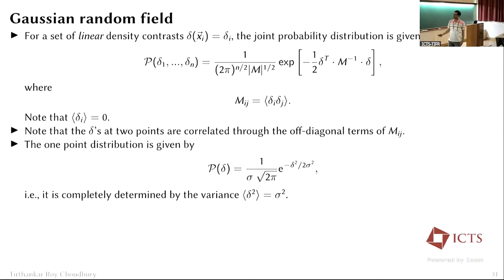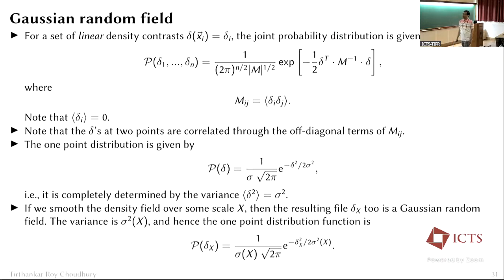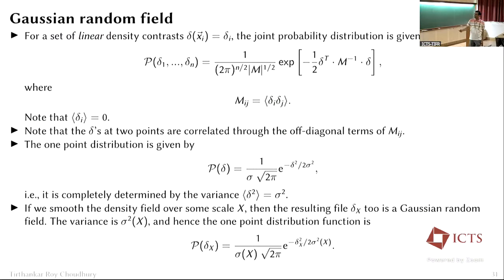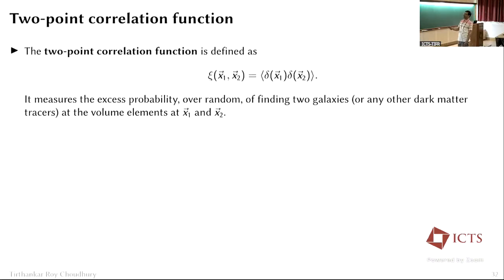As I said, the one-point distribution is easier to understand. It will take up the simple form, where the variance is essentially the ensemble average of delta square. What you can do is also smooth this density over some scale x. That resulting field is also a Gaussian random field with some other variance, which is given by sigma square x. As I said, you can calculate this quantity, which is the two-point correlation function, which is delta at x1 and delta at x2, and then you do an ensemble average of that.